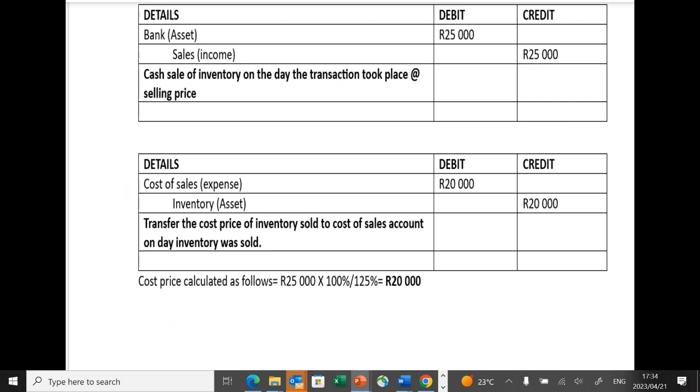What do we credit? We've made a sale. Sale is an income account. It increases on the credit side. That's why you're going to post that 25,000. Then the narration we wrote here is cash sale of inventory. On the day the transaction took place at a selling, we recorded it at a selling price.